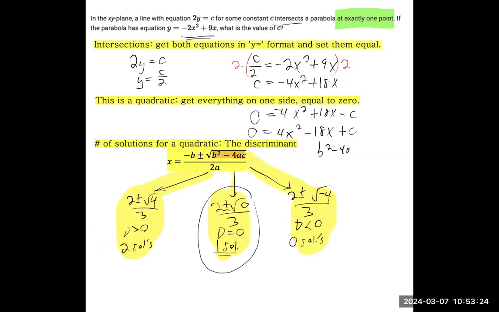So b squared minus 4ac is 0, and this is your a, this is your b, this is your c. So negative 18 squared minus 4 times 4 times c equals 0. Negative 18 squared is 324. So let's just write that in as 324 instead. 324 minus 16c is 0. Add 16c to both sides, and we get 324 divided by 16, which is 20.25, and that's our answer.